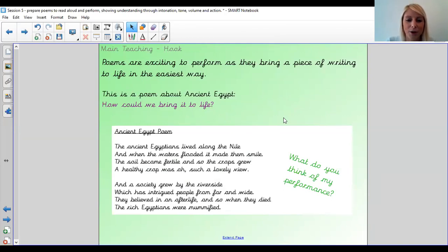There are more verses on our daily plan, and I've put all the poem on there for you to use to learn today. Okay, the ancient Egyptians lived along the Nile, and when the waters flooded, it made them smile. The soil became fertile, and so the crops grew. A healthy crop was oh such a lovely view. And a society grew by the riverside, which intrigued people far and wide. They believed in an afterlife, and so when they died, the rich Egyptians were mummified.